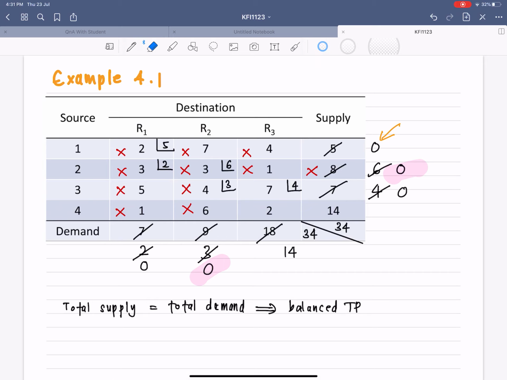And because here we have 0, so we will eliminate the third row. So the remaining value for the demand here, we still have 14 and 14, so you have to allocate 14 in the final cell that is not cancelled out. So therefore we will have here 14.